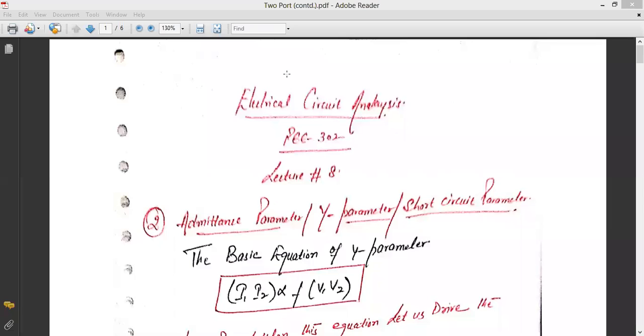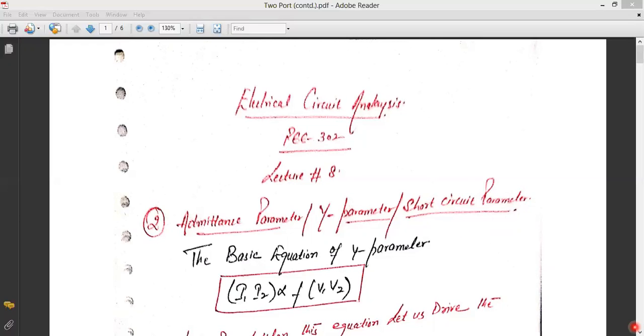So first of all, the second parameter is the admittance parameter, your Y parameter, the short circuit parameter. Again, I have to get a basic equation, solve this basic equation, and get the 4 parameters, that is Y11, Y12, Y21 and Y22, in the same methodology that we discussed in our previous lecture.